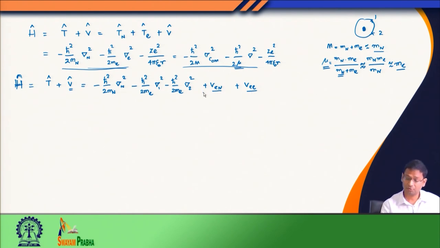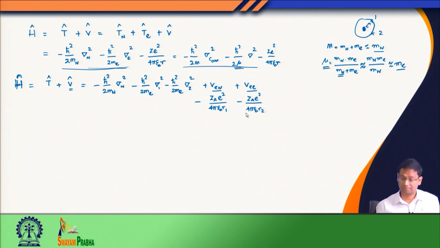When I write down V_EN, you see that this will be an attractive term, so it is given by a minus sign. I am just writing down here Z, electron and nucleus. The nucleus is here, so let me call it Z_A. Minus Z_A e squared divided by 4 pi epsilon 0 r 1, where r 1 is this distance, minus Z_A e squared divided by 4 pi epsilon 0 r 2.